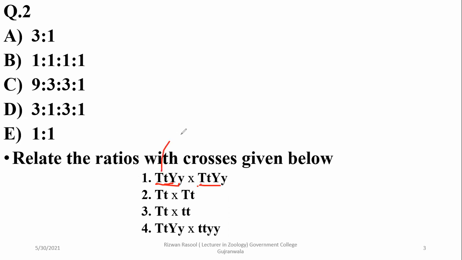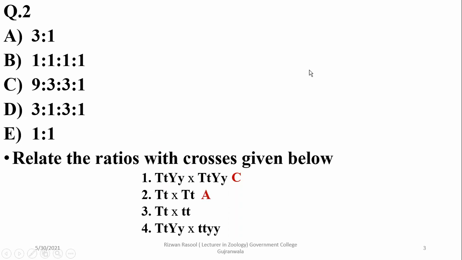Four types of gametes will be produced over there, and four types of gametes will be produced over here. Capital T can go with small t, as well as capital T can go with capital Y and small y. In the same case, small t. So overall, 16 combinations will be formed, which will have a ratio of 9:3:3:1. So in this condition, if you relate it with a Mendelian dihybrid cross, you'll get the dihybrid cross ratio. But if you're having a single heterozygous condition and you make a cross, it resembles the F2 generation of a Mendelian monohybrid cross. You will get 3:1.